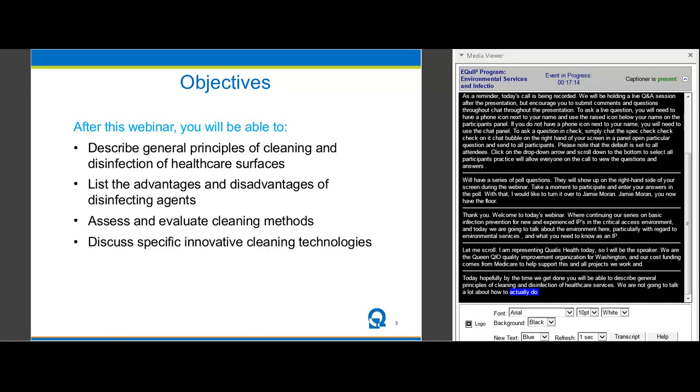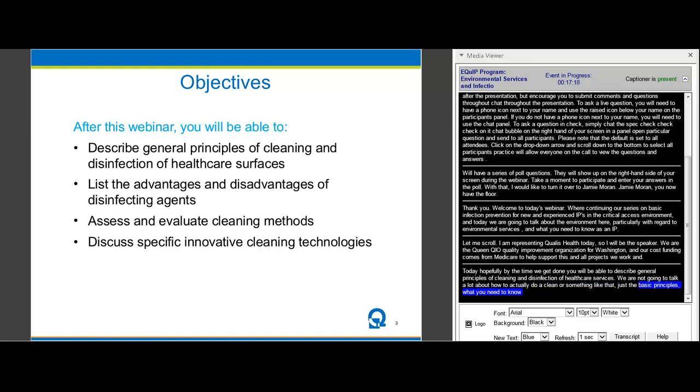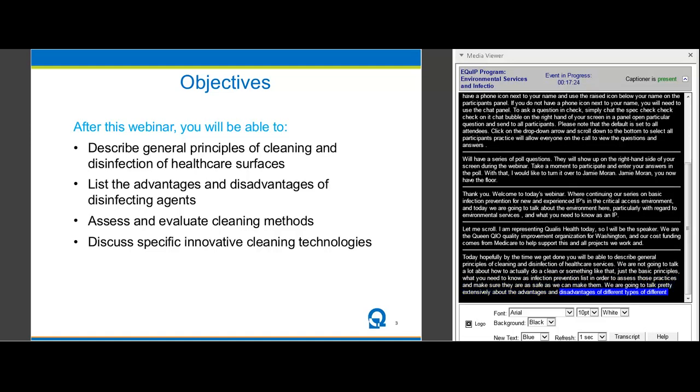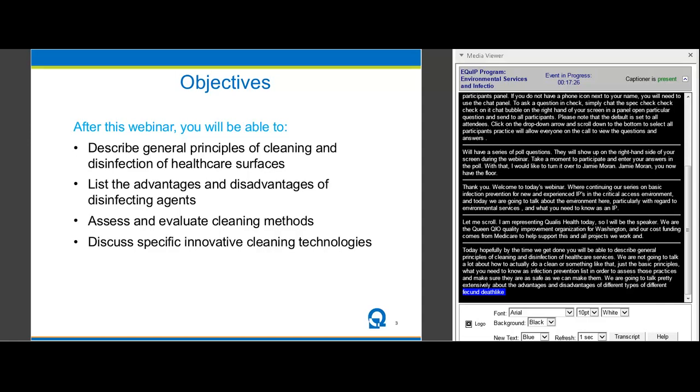We're going to talk pretty extensively about the advantages and disadvantages of different types of disinfecting agents that are used in hospital settings. We're going to talk about how to assess and evaluate cleaning methods, what are the evidence-based practices that are currently available. And then we'll talk a little bit about some of the innovative cleaning technologies like UV and hydrogen peroxide fogging and things like that.